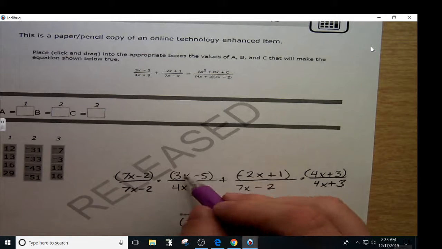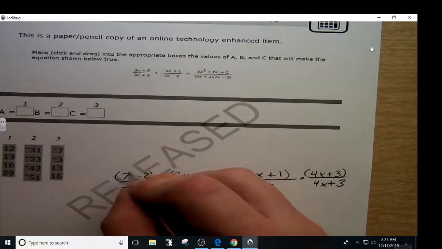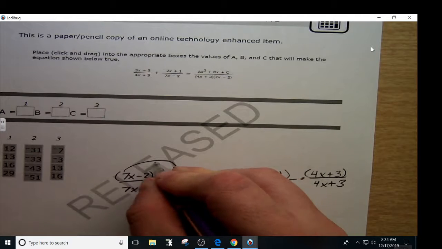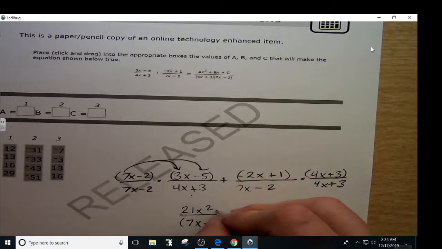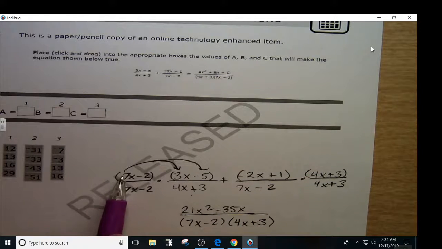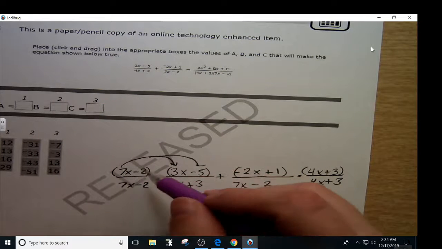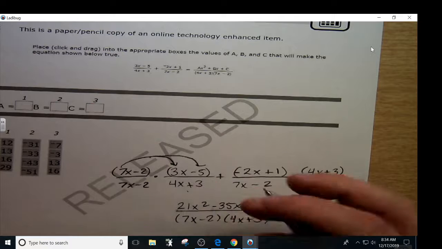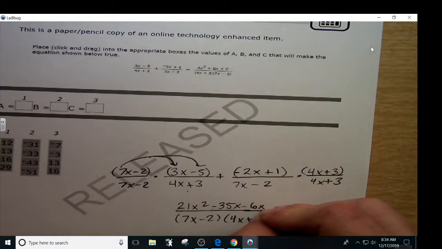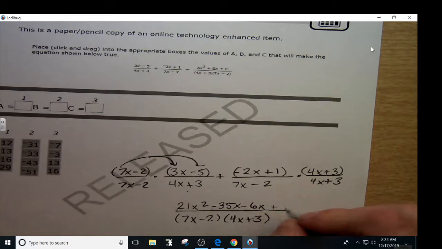All right, so starting here, 7x times 3x is 21x squared. Multiply it here. That's going to be negative 35x. All right, so I'm done with the 7x. Now, moving on to the negative 2. Negative 2 times 3x is negative 6x. Negative 2 times negative 5 is positive 10.